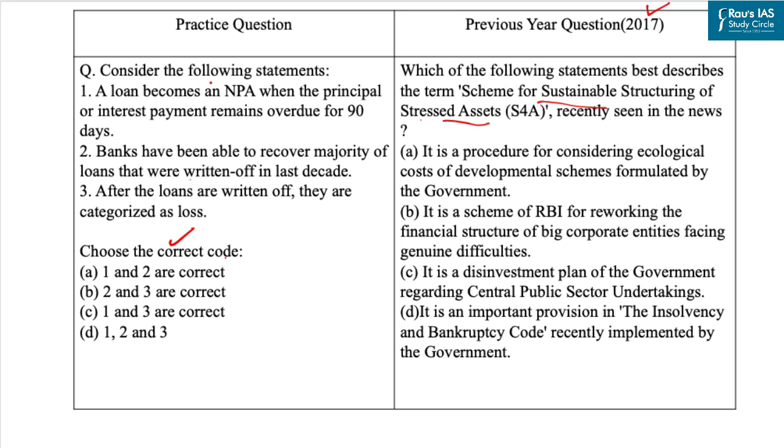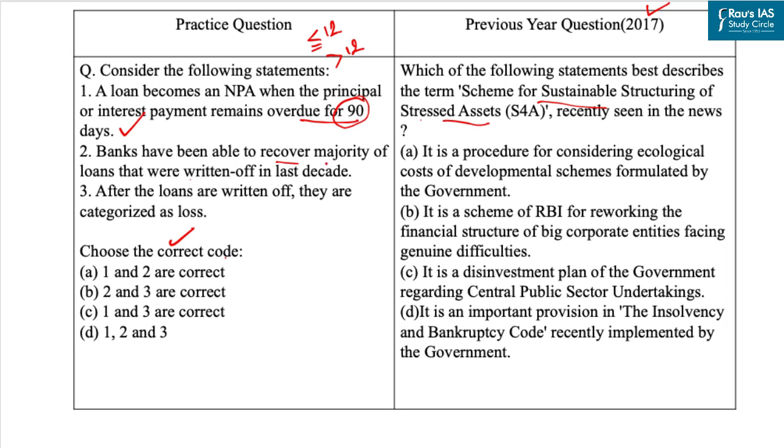The first one is a loan becomes an NPA, that is non-performing assets, when the principal or interest payments remains overdue for 90 days. This statement is correct as a loan becomes an NPA when the principal or interest payments remains overdue for 90 days. Further classification of NPA is that when the NPAs have aged less than or equal to 12 months, it is known as substandard asset. When the NPA have aged greater than 12 months, then that is doubtful assets. Now, the third one is loss assets, which is when the bank or its auditors have identified the loss but it has not been written off.